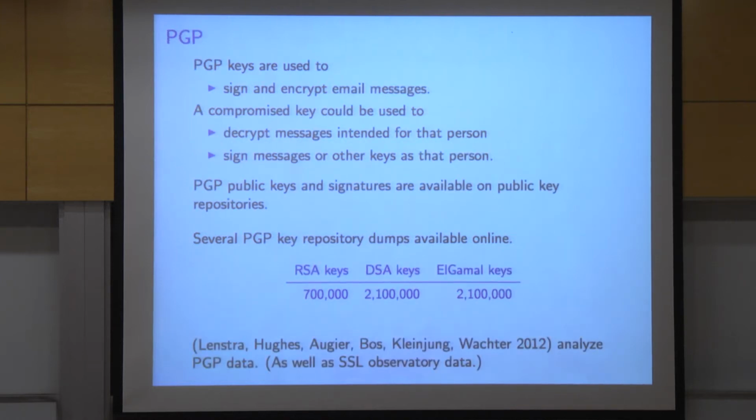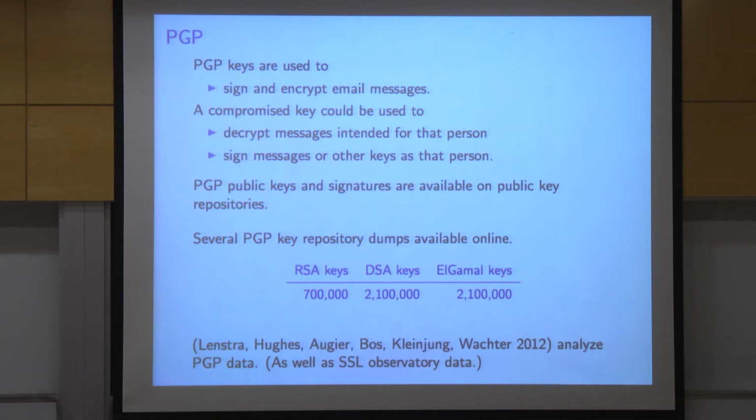Another sort of canonical example of a public key infrastructure that you might want to look at if you're thinking about investigating cryptographic use in practice is PGP. So PGP keys are used to sign and encrypt email messages. A compromised key could be used to decrypt messages intended for that particular person, or sign messages or other keys as the person who owns that key.